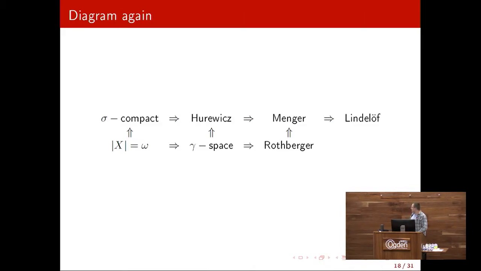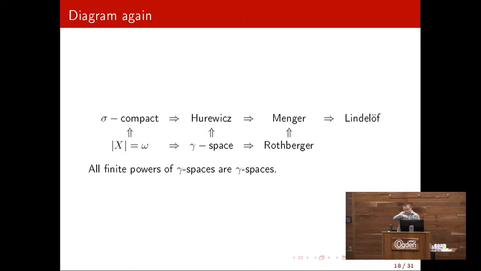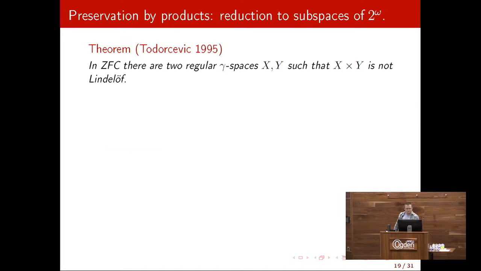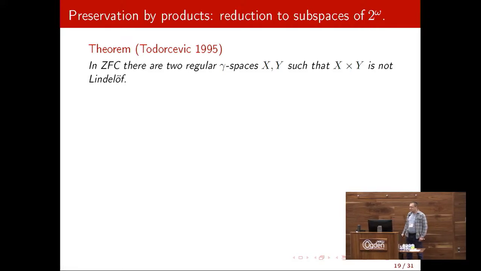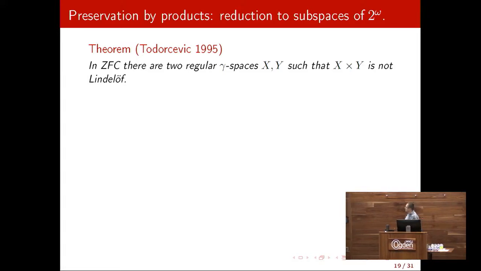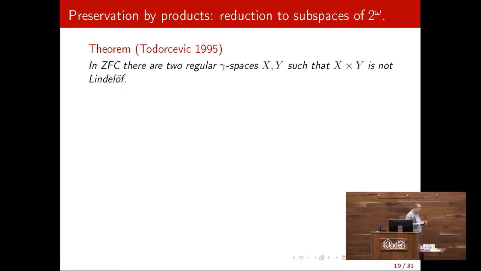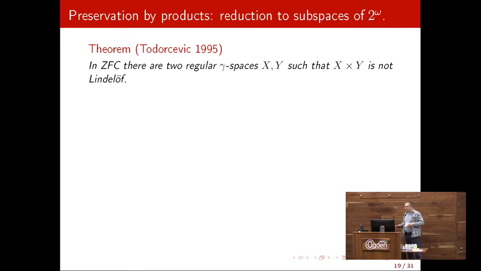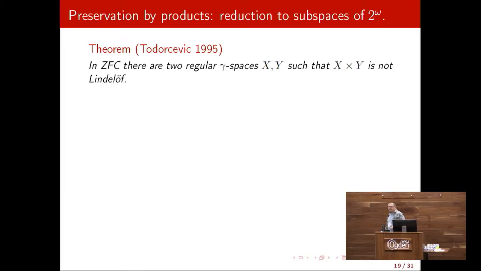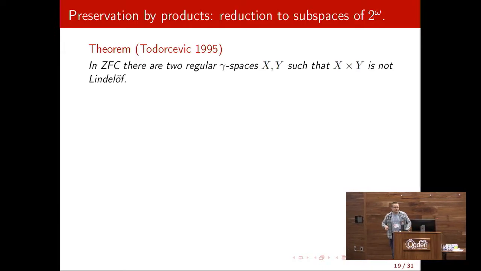Once again, please memorize these four. Gamma space, the strongest, Menger, the weakest, and the other two are in between. And consider whether all finite powers of gamma spaces are gamma spaces. Well, Todorcevic proved outright in ZFC that there are two regular gamma spaces such that the product is not even Lindelöf, so in particular, it's not Menger. So in ZFC, you get spaces with the strongest property whose product does not have even the weakest one. Like, seems the end of the story, right? Because what can be better? You cannot do anything better here.